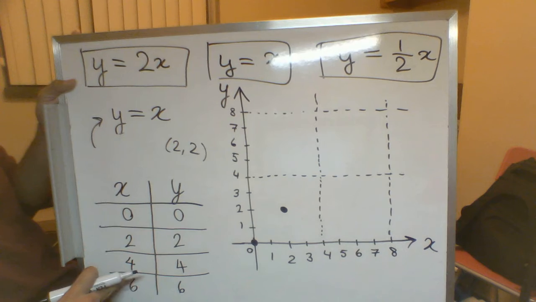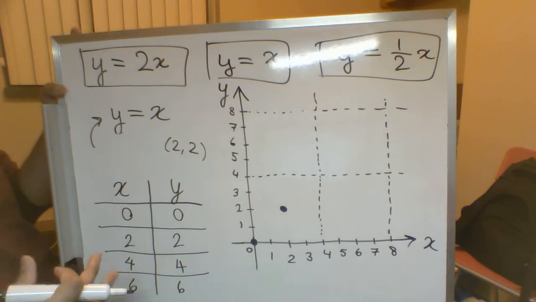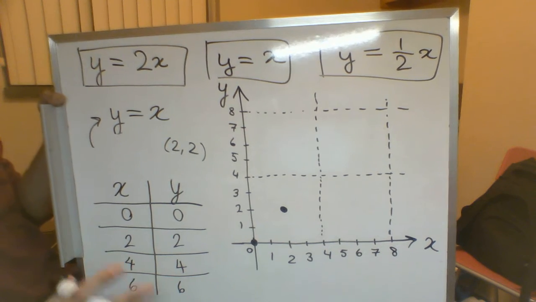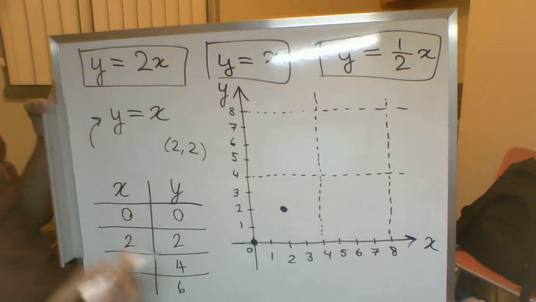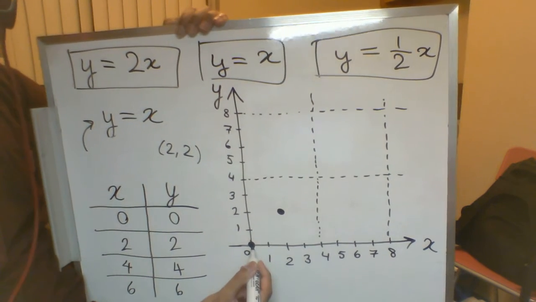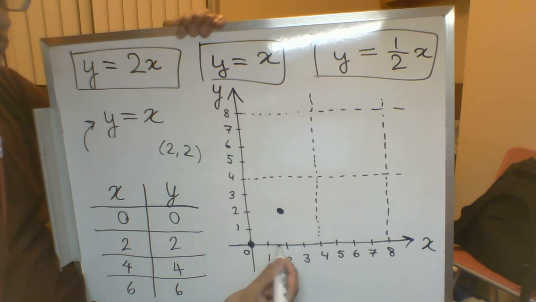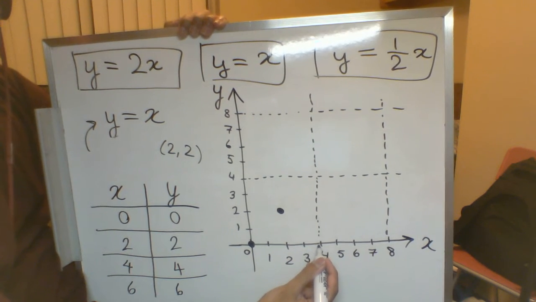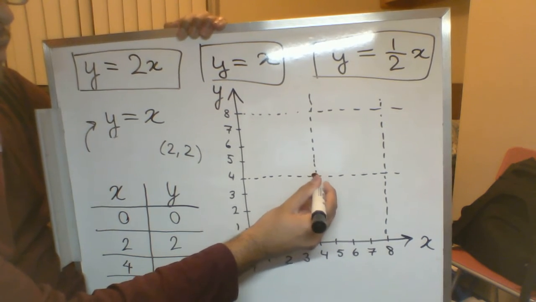Now we can do the same thing for the third point. I'm going to go a little bit faster because we've done this a couple times. Hopefully you guys are understanding it, and this is a particularly easy equation to graph. So when x is equal to 4, y is equal to 4, so we start from 0. Because x is equal to 4, we go 4 units to the right, and because y is equal to 4, we go 4 units up, and we put a dot right there.